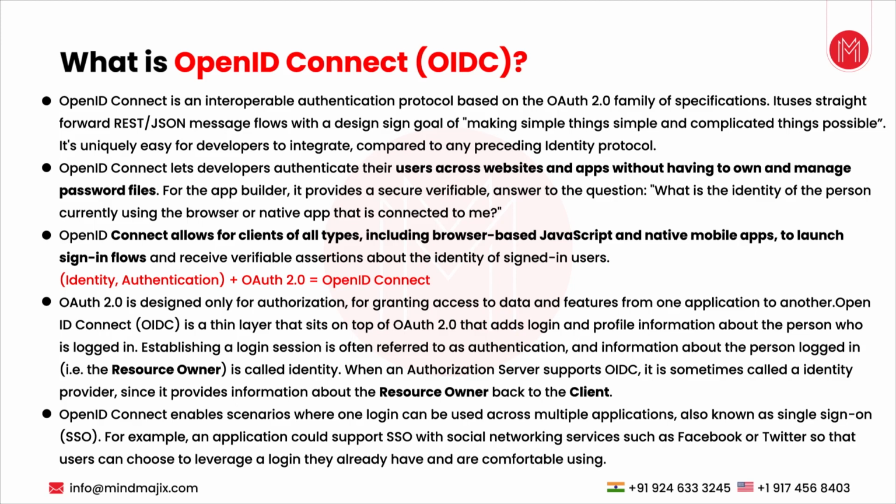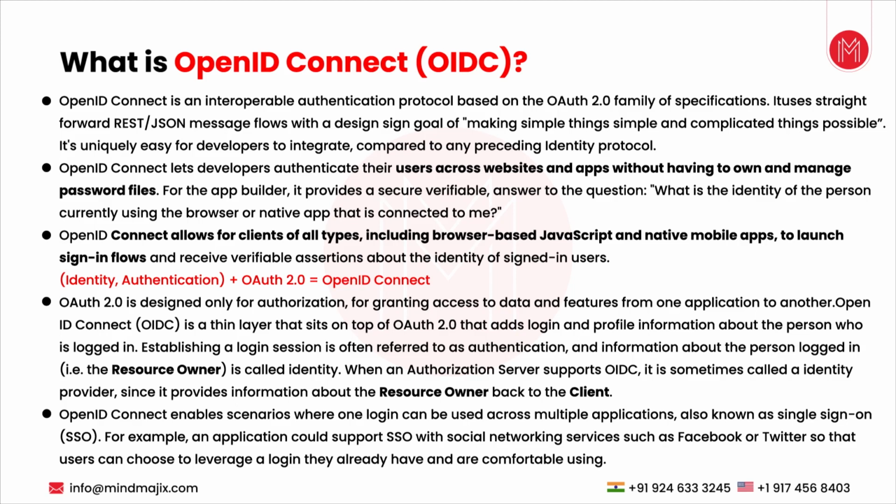OAuth 2.0 is designed only for authorization, for granting access to data and features from one application to another. OIDC is a thin layer that sits on top of OAuth 2.0, and adds login and profile information about the person who is logged in. Establishing a login session is often referred to as authentication, and information about the person logged in, that is the resource owner, is called an identity. When an authorization server supports OIDC, it is sometimes called an identity provider, since it provides information about the resource owner back to its clients. So that's what the difference is. Whenever the authorization server sends back the information to the identity provider, it's the resource owner credentials flow that we have to use.